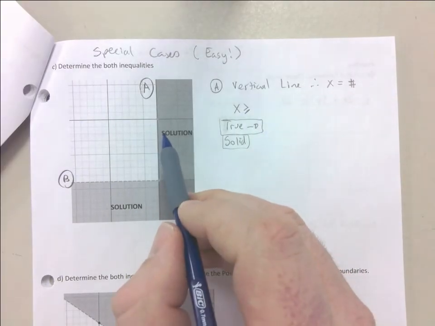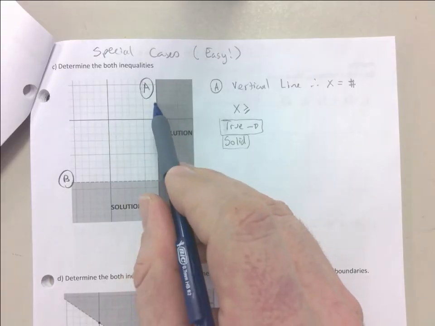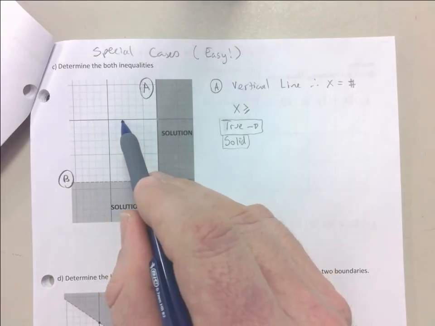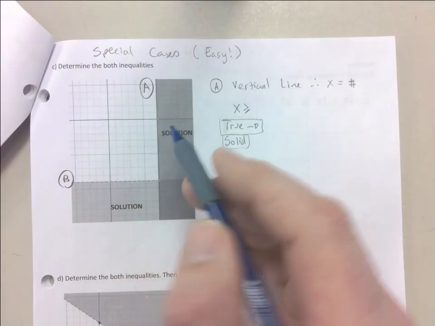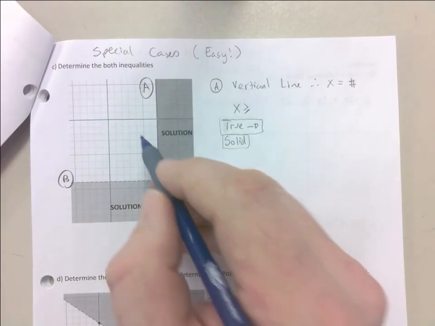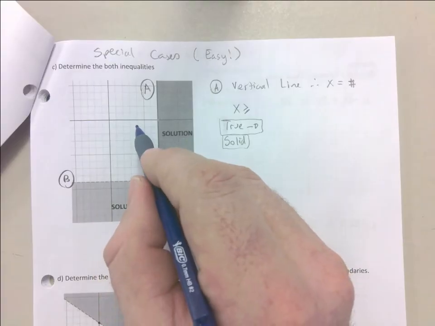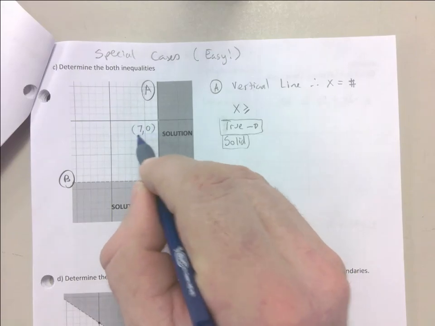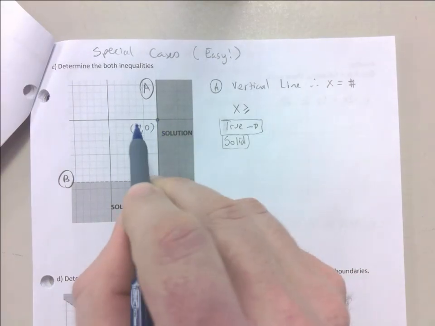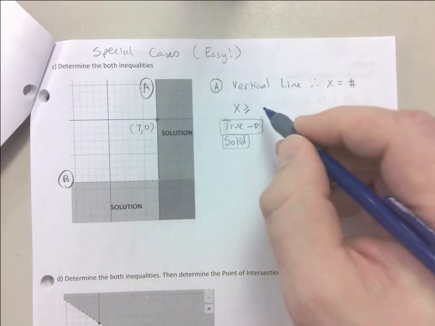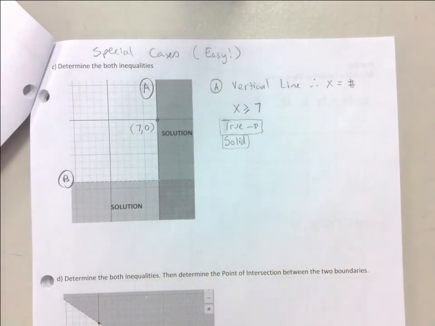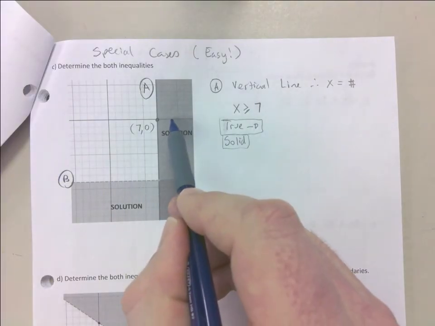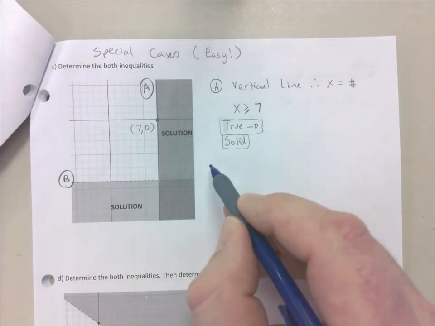Okay? And then I have to figure out where it crosses the x-axis. And I just count, right? 2, 4, 6, 7. I don't know. It just happened. So that means that this is 7 right there. And then you're good. So that is it. That is the inequality for this vertical line. That's it.